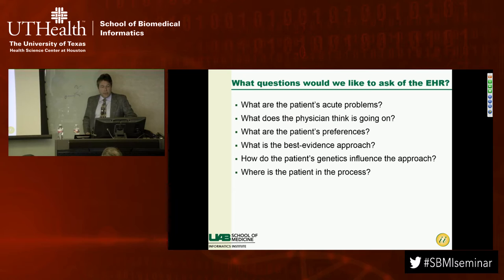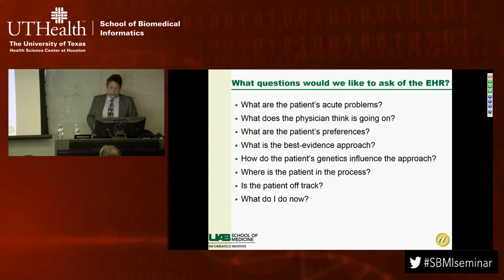And what happens when the patient goes off track? We have a plan. We say, here's the best evidence for treatment. We're doing everything we're supposed to do. Patient starts going south anyway. That happens. We want to be able to detect that, first of all, and then we want to be able to say, now what do we do? How do we get the patient back on track? What's the evidence for the next choice? So what do I do now?